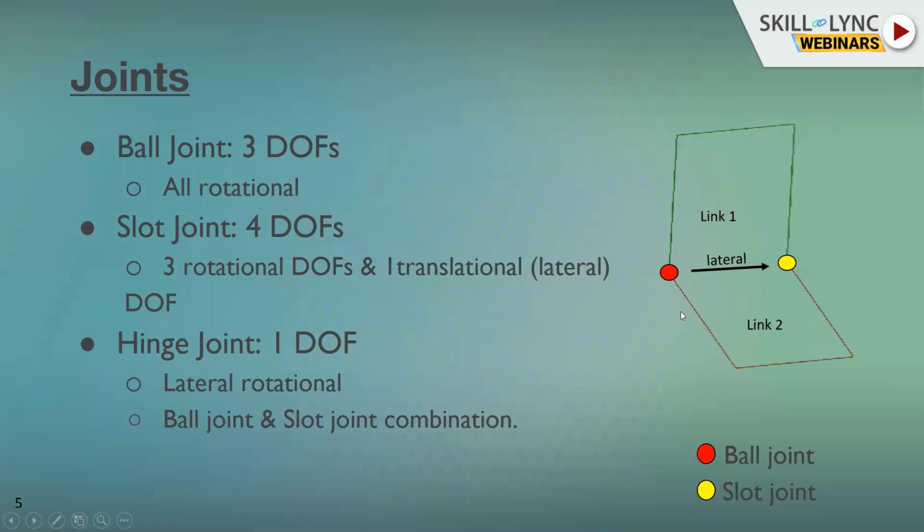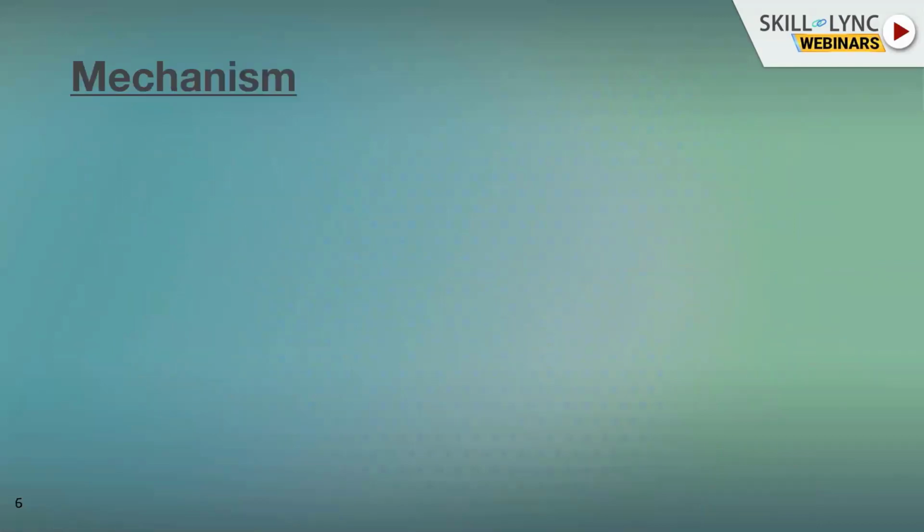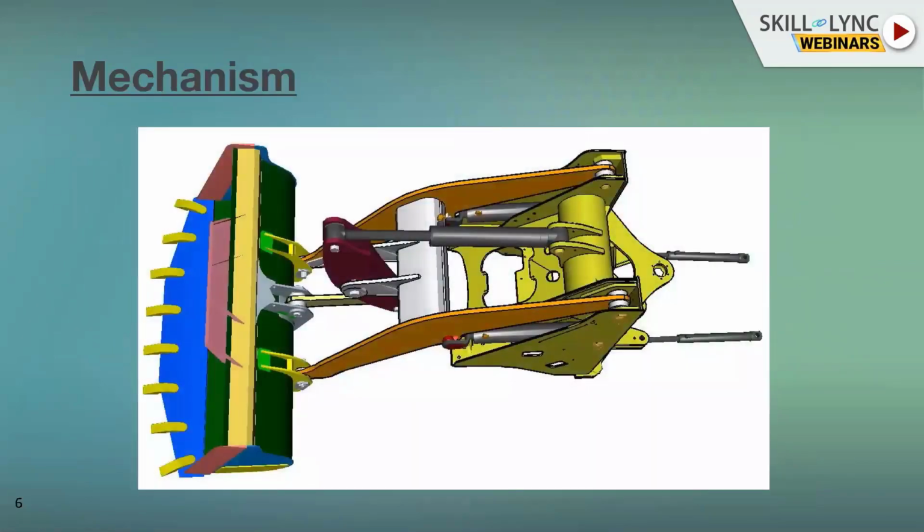In any bodies around you, if you see how they are connected, they are connected at 2 ends. So the way to model this is using a ball joint and slot joint combination. Here, the red dot depicts your ball joint, whereas the yellow dot depicts the slot joint. Now let's look at a particular mechanism over which I'm going to apply these principles. This is a simple loader mechanism.